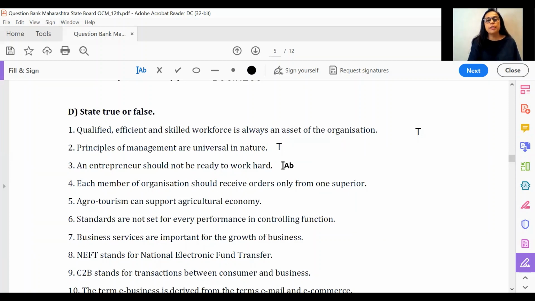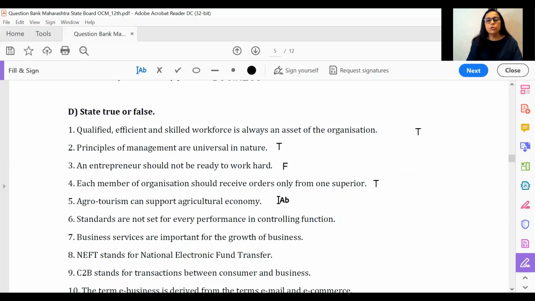Entrepreneurs should not be ready for hard work. Once again, a false statement. Well, if you see characteristics of an entrepreneur, there is a point of hard working. Each member in organization should receive orders only from one superior. Once again, you must find the chapter from which we are talking. This objective appears from first chapter, Principles of Management, 14 Principles by Henry Fayol. And here we are talking about unity of command. Okay, so this is the principle of unity of command, and this is definitely a true sentence.